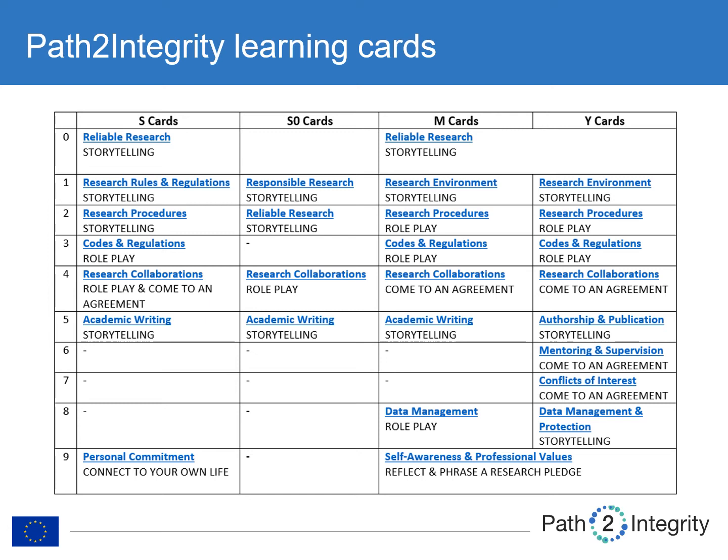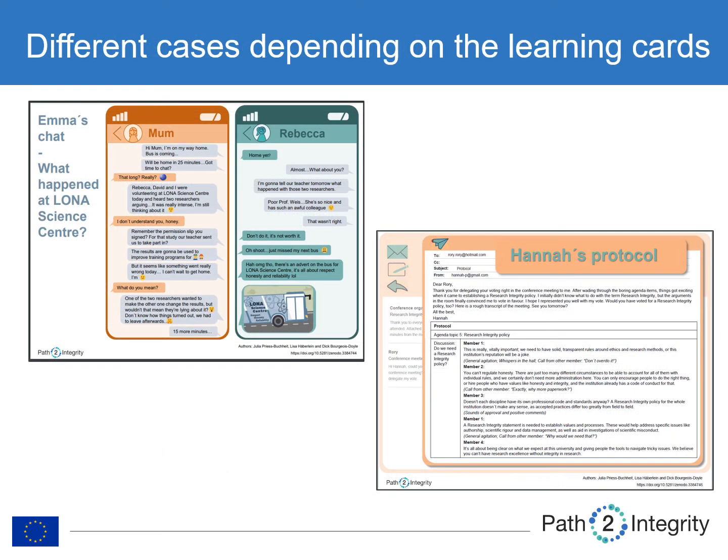To refresh your memory from Part 1, the S cards are designed for secondary school students and bachelor students, while the SO cards focus on citizen education. The M cards are designed for master's students, and the Y cards for early career researchers. All the learning cards include different cases, which are represented through either Emma's chat or Hannah's protocol. These 2 title stories introduce the topic by means of a dilemma situation, and the learning cards are built around these dilemmas. When choosing from the S series, please use Emma's chat. When choosing from the M and Y series, please use Hannah's protocol.